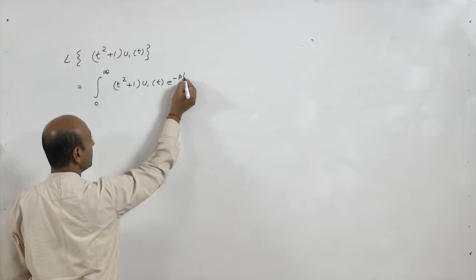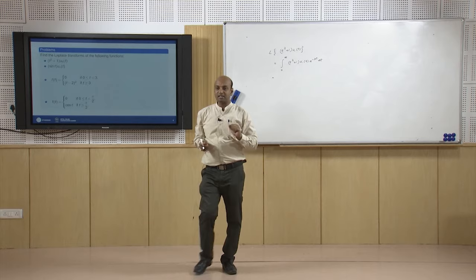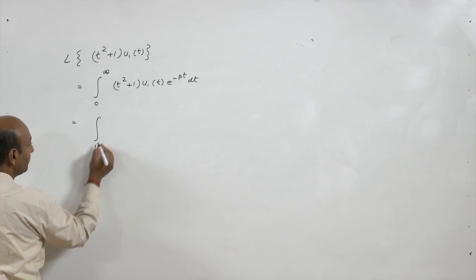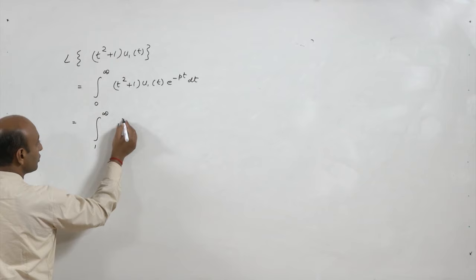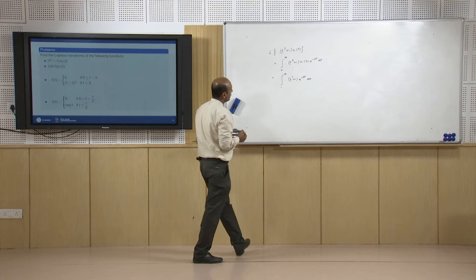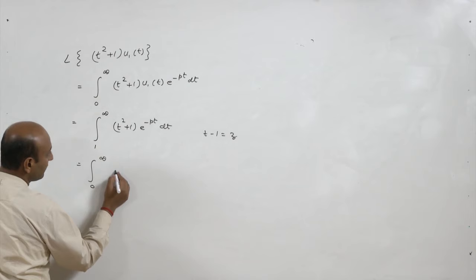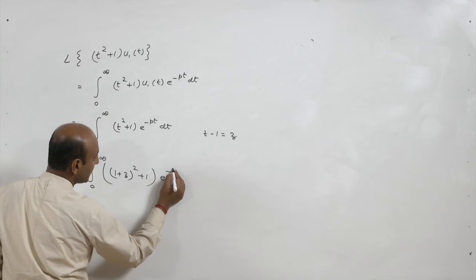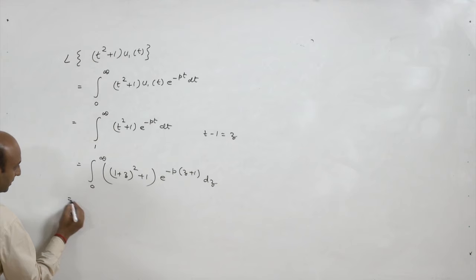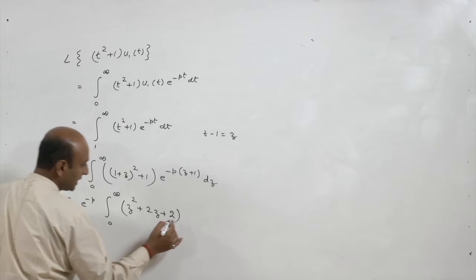And you know that when t is greater than 1, u 1 t is 1, otherwise 0. So, it is 1 to infinity t square plus 1 e to the power minus p t dt. Now, take t minus 1 as z, so it is 0 to infinity and t is 1 plus z whole square plus 1, e to the power minus p into z plus 1, dz. So, e to the power minus p will come out, and it is 0 to infinity z square plus 2 z plus 2 into e to the power minus p z dz.